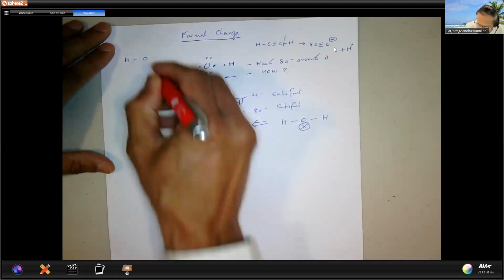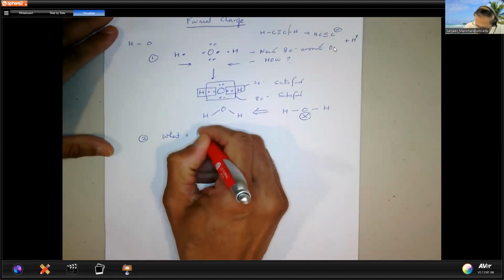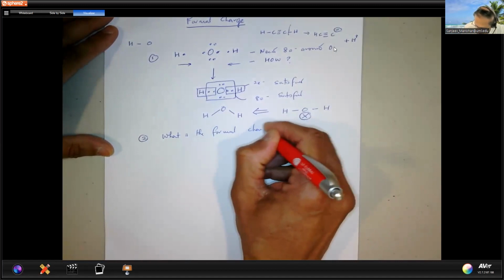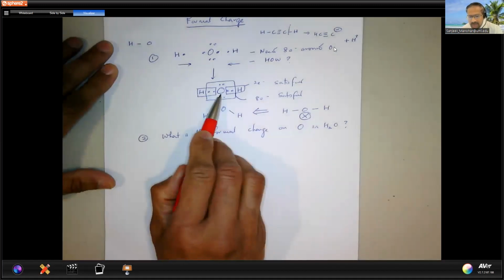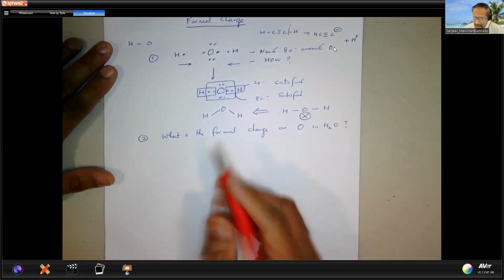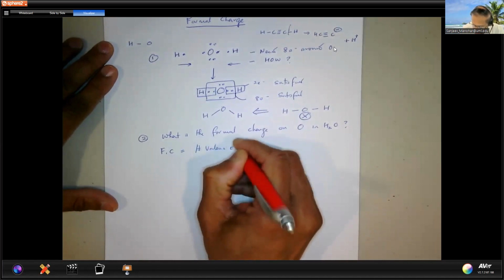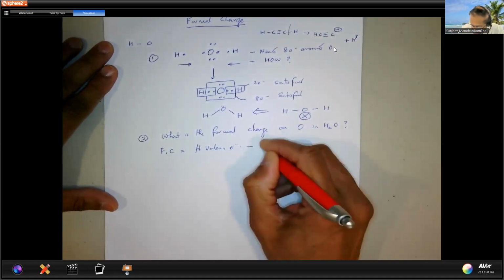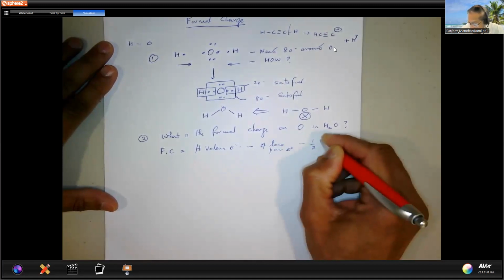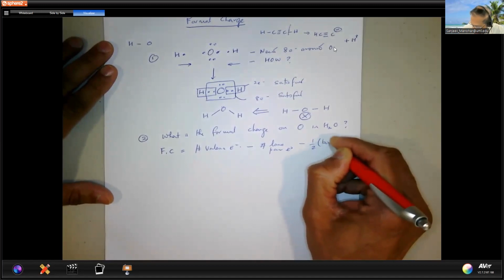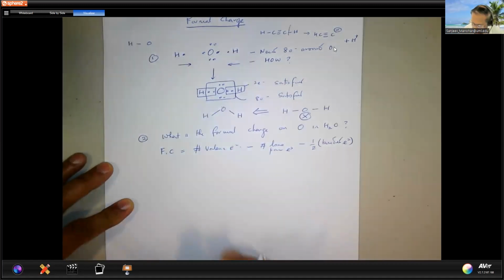So what is the formal charge? What is the formal charge on oxygen in water? Obviously, water is neutral, so it's 0. But how do we know it is 0? So formal charge is equal to the number of valence electrons minus the number of lone pair electrons minus half the number of bonded electrons. Okay. So let's take a look at this formula.